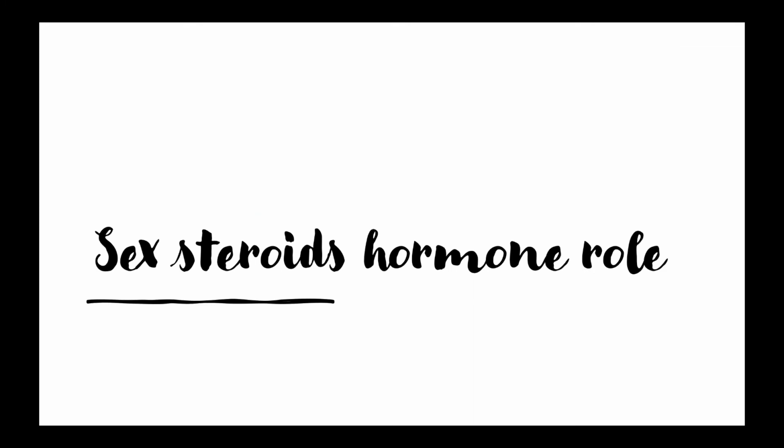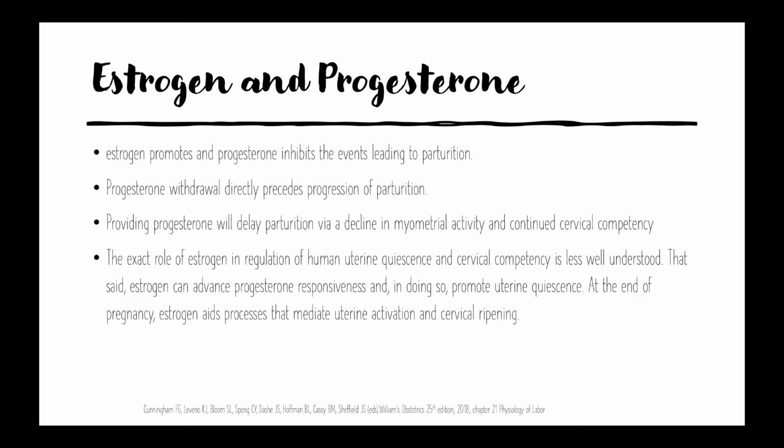So we now go to the sex steroid hormones' role. First, estrogen and progesterone. So estrogen promotes and progesterone inhibits the events leading to parturition. Progesterone withdrawal directly precedes progression of parturition. Providing progesterone will delay parturition via a decline in myometrial activity and continued cervical competency. The exact role of estrogen in regulation of human uterine quiescence and cervical competency is less well understood.